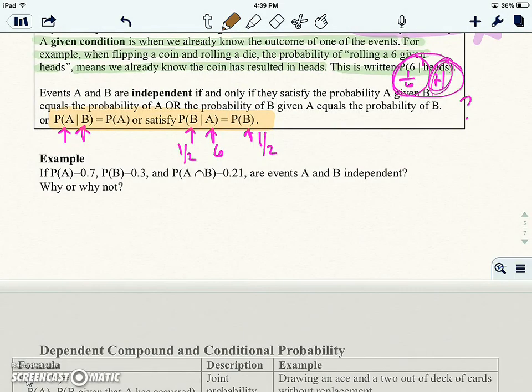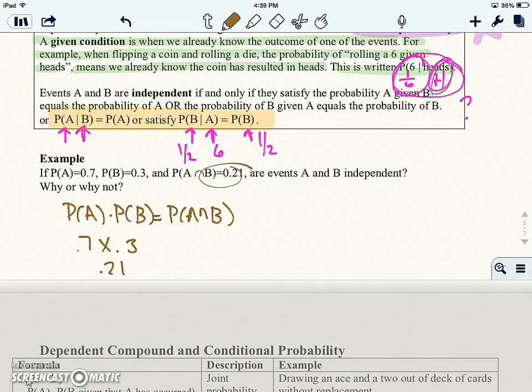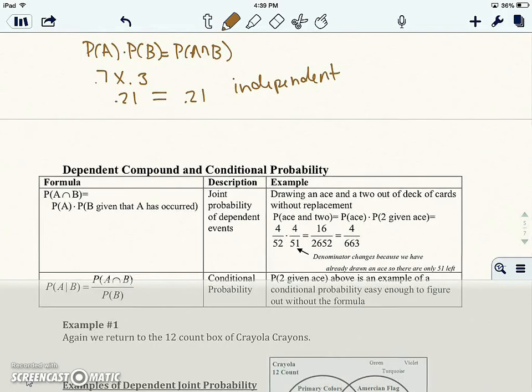Okay, so this is what they might ask you. If the probability of A is 0.7 and the probability of B is 0.3 and the probability of A and B is 0.21, are A and B independent? Well, they are independent if the probability of A times the probability of B equals the probability of A and B. So let's check. 0.7 times 0.3, that's 0.21. Oh, yep. They are independent. Okay. Now we have dependent and conditional probability.